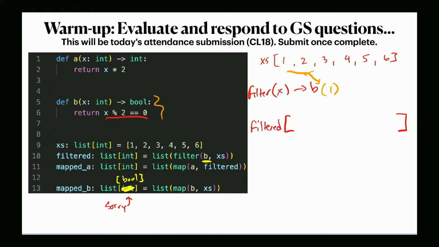We can keep it moving forward and think about, well, what about with 2? So with 2, the filter algorithm would call B with it. 2 divided by 2 has a remainder of 0, so that would be true. This function called B would return true, and therefore we would continue on and pass that into the resulting filtered list, right?